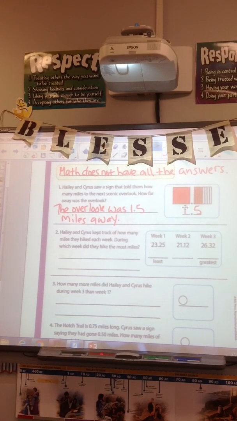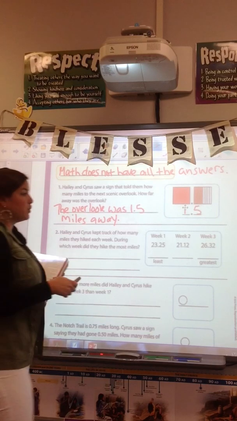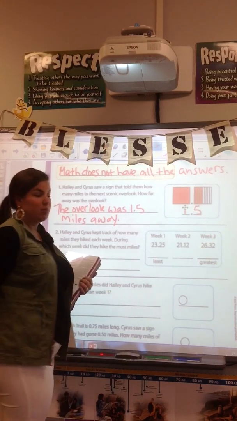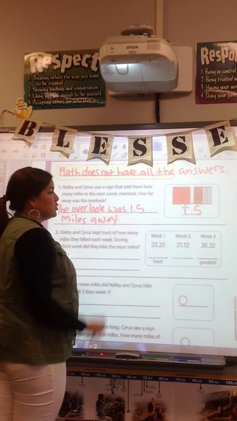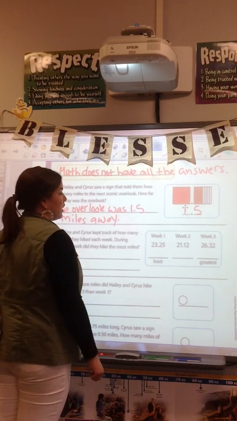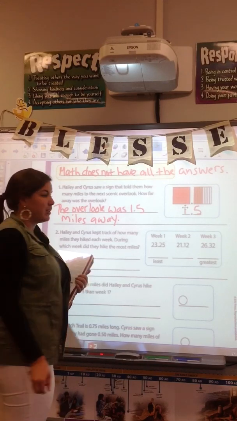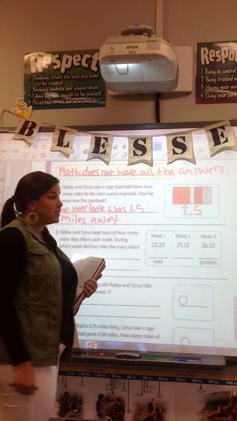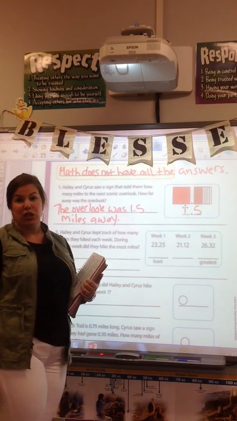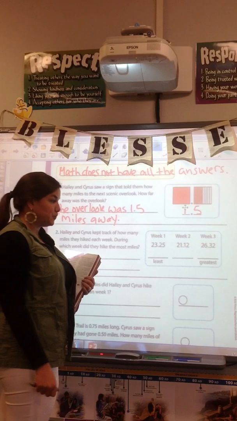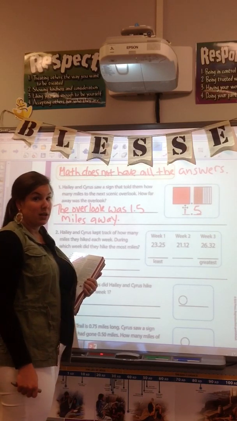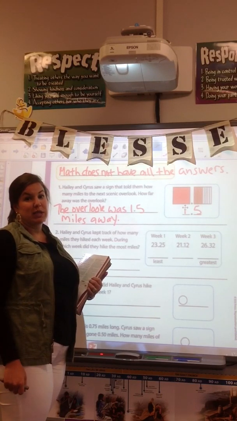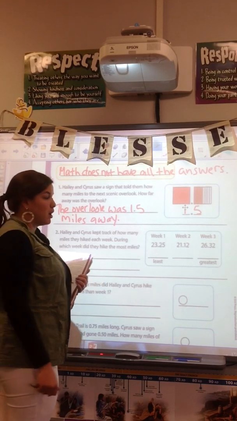Haley and Cyrus kept track of how many miles they hiked each week. During which week did they hike the most miles? So we're going to put in order from least to greatest first. Week 1, 23.25. Week 2, 21.12. Week 3, 26.32. That's also 23 and 25 hundredths, 21 and 12 hundredths, or 26 and 32 hundredths. So, the good news is the whole numbers are all different, so we don't even have to look at the decimal places to see which one is bigger or smaller.